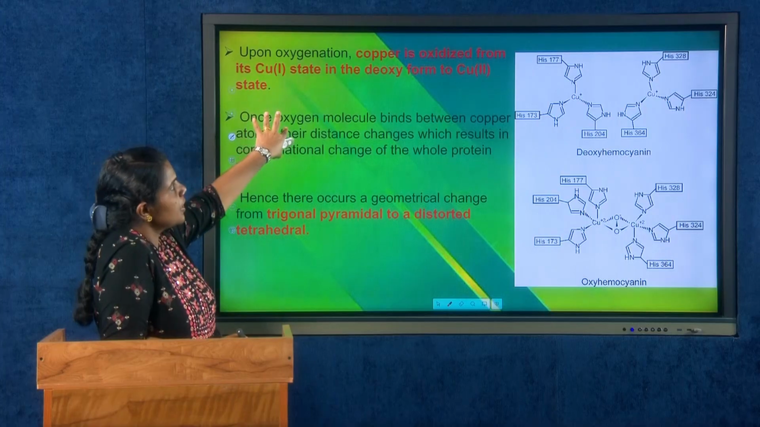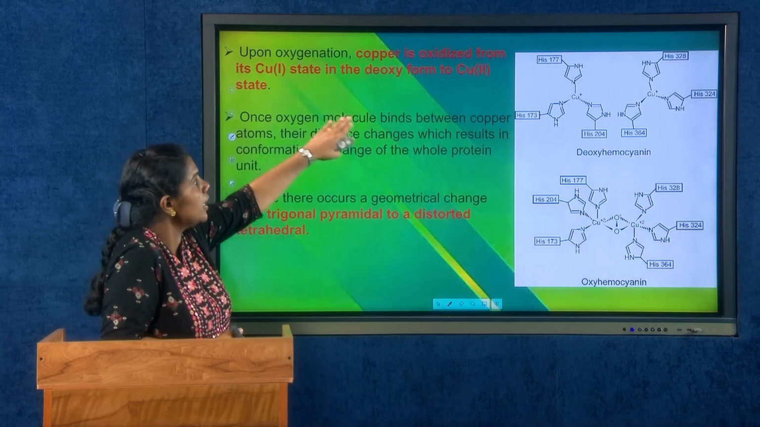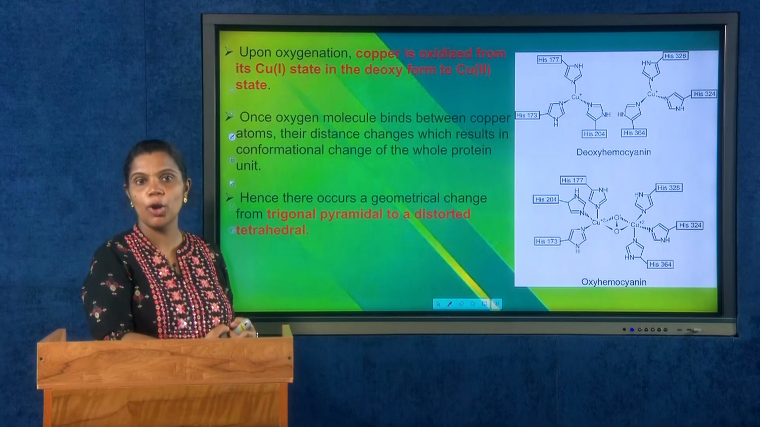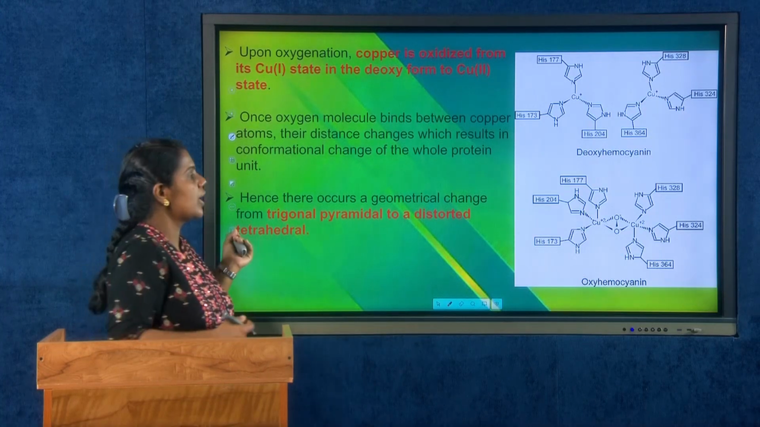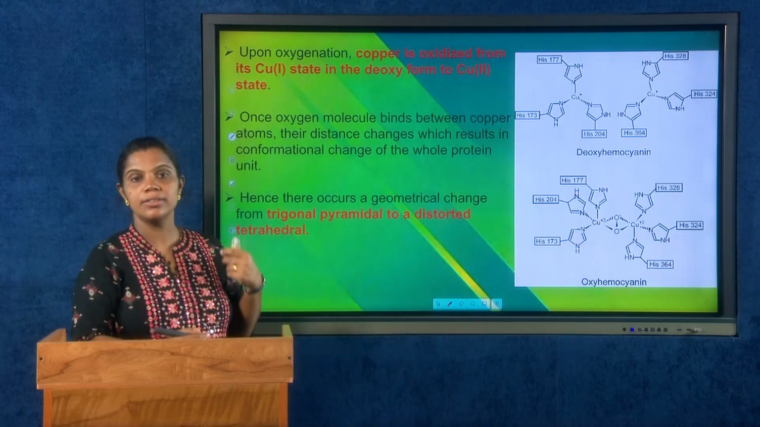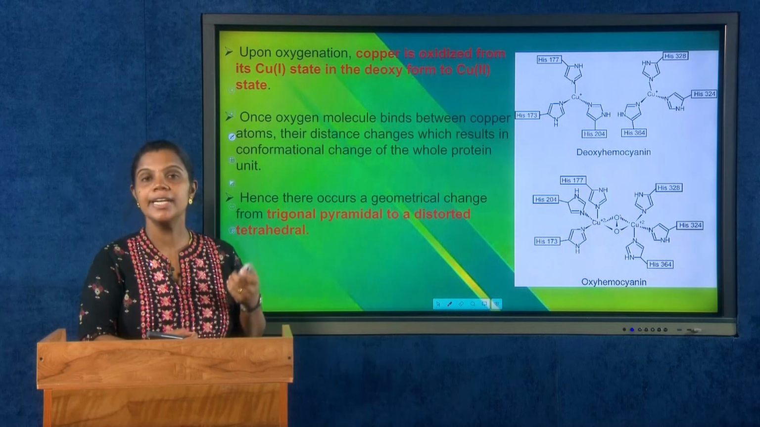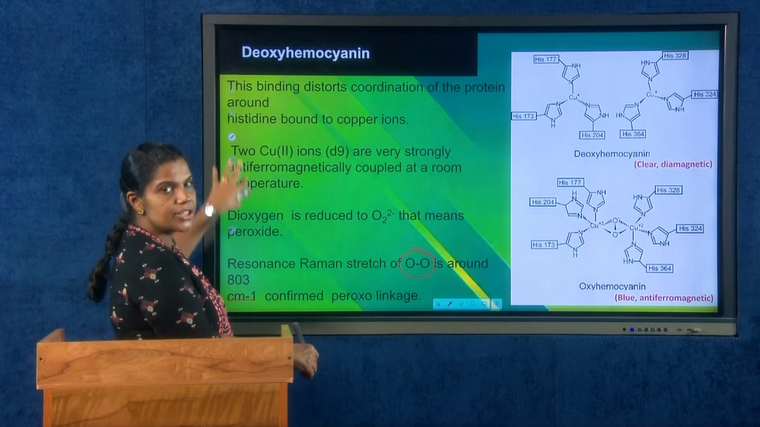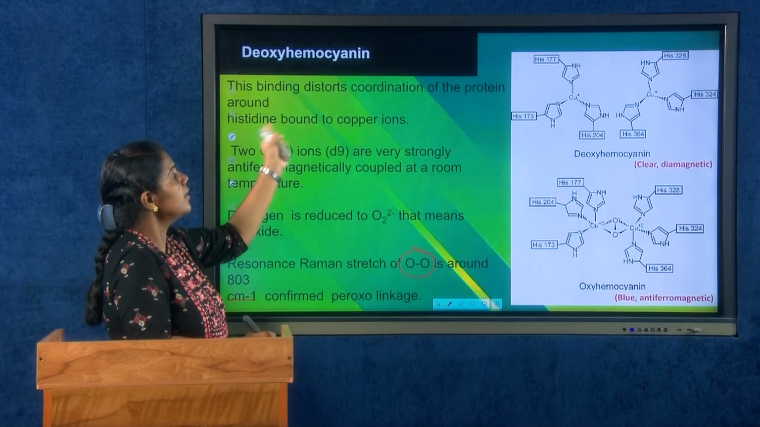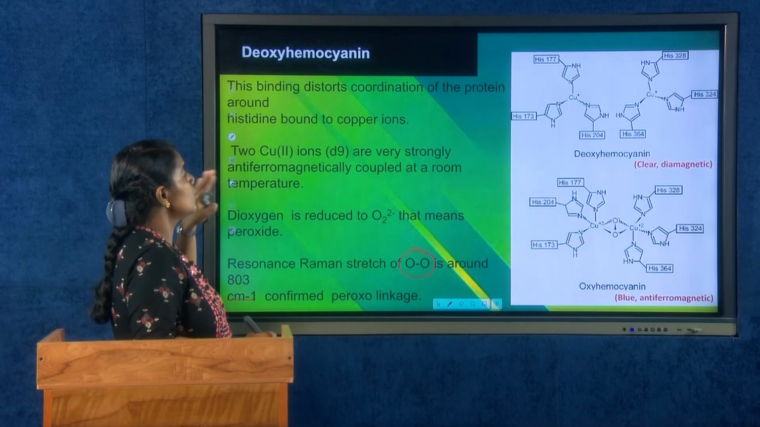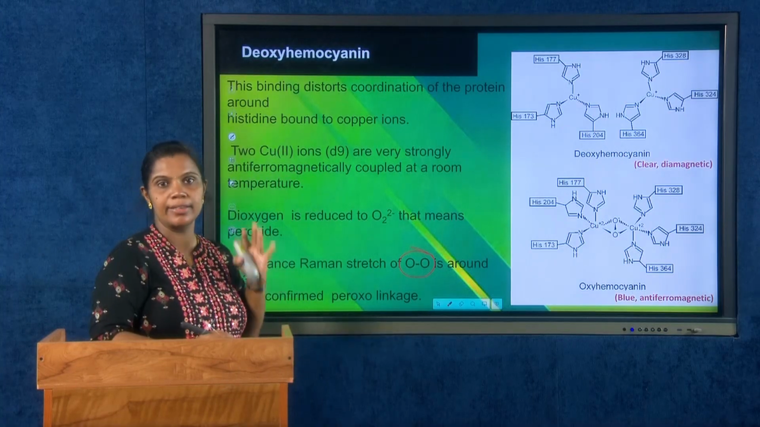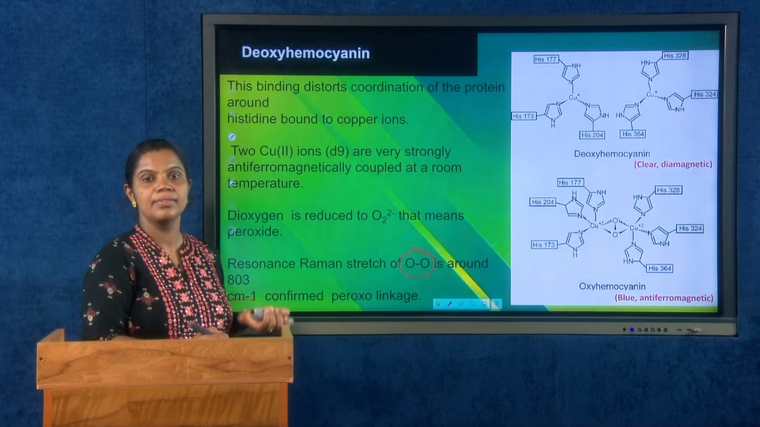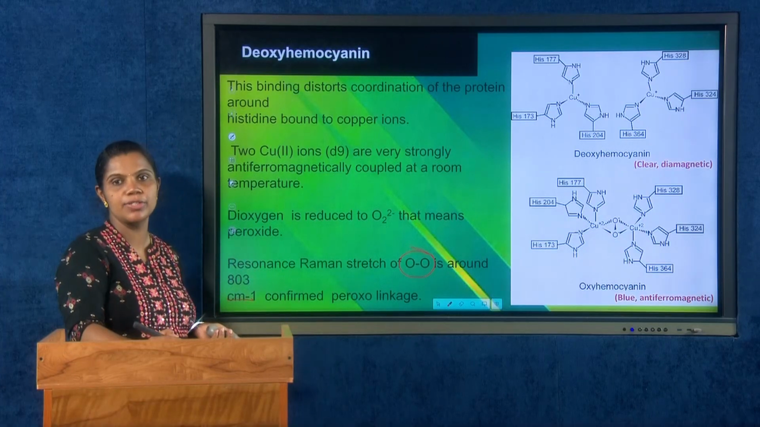You can see that upon oxygenation, the copper gets oxidized from the +1 oxidation state to the +2 oxidation state. There will be a conformational change occurring within the protein unit, and the geometrical shape will change around the center, from the trigonal pyramidal to the distorted tetrahedral geometry. The binding will distort the coordination around the protein, that is the histidine, which is bound to the copper ions. The two copper ions are antiferromagnetically coupled at room temperature, and the dioxygen will get reduced to the peroxide form, and it is confirmed by the resonance Raman spectroscopy.